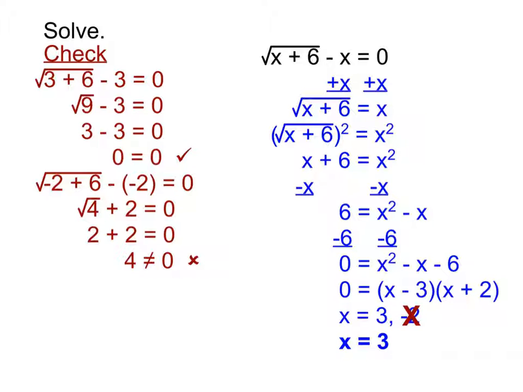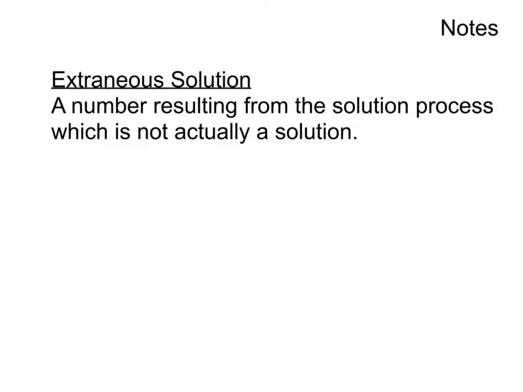Well, there's a term for that. Unsurprisingly for math, we've got to have a new vocabulary piece for such a thing, right? And so this is going to be the last thing you're going to be writing down today. This goes into your notes. Those extra solutions are called extraneous solutions. And they're numbers that look like they're solutions, but when we check them, they aren't really.